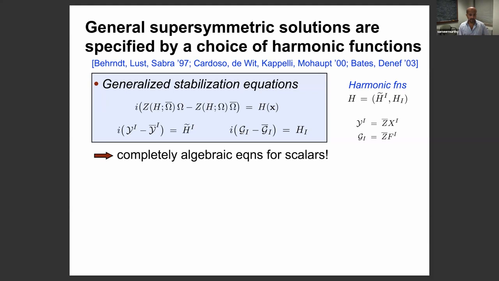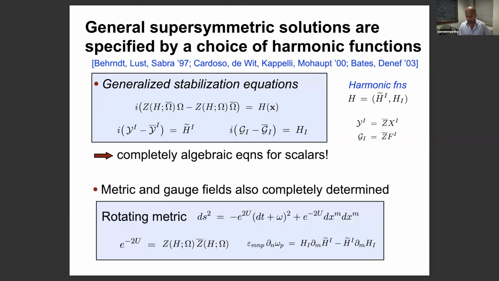Those are the scalars, and the metric and gauge fields are also completely determined. Okay, the metric has this Todd form, the Israel-Wilson-Perjes form, where this blackening factor is given by Z times Z bar as a function of H and omega. And the curl of omega, the small omega, the spin, is again given by the symplectic product between H and dH. Okay. Good, so that's the answer at the algebraic level. This is in fact true even for the Lorentzian theory.